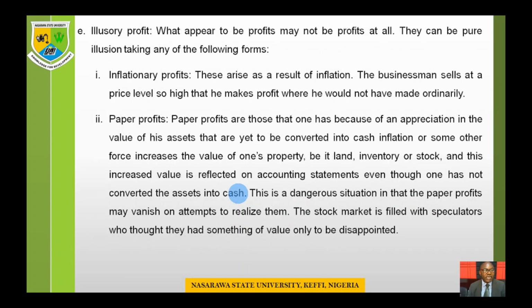So the next, E, is illusory profits. What appears to be profit may not be profit at all. They can be pure illusion, taking any of the following forms. One, inflationary profit. This arises as a result of inflation. Maybe inflation will come and you think you have made the profit because the price of an item has gone up, but the value of the money in the real sense may not have risen. So it's more like an illusion.